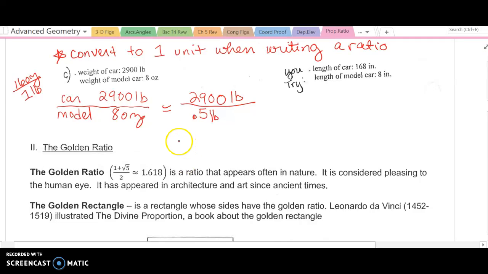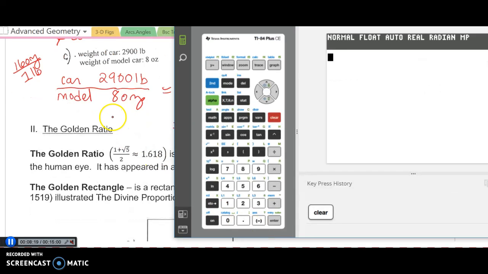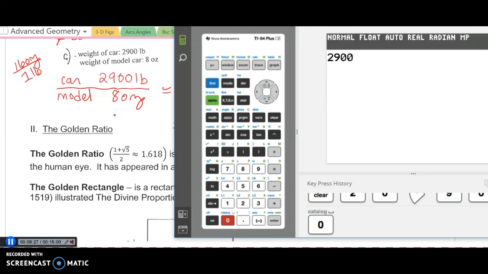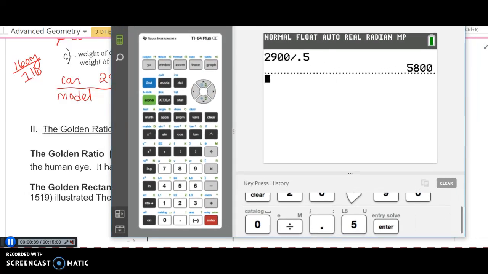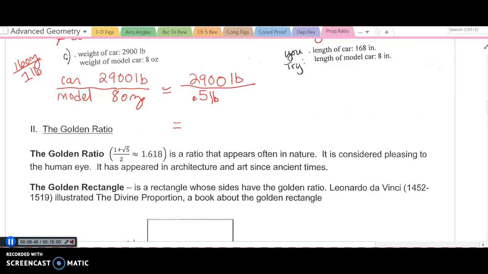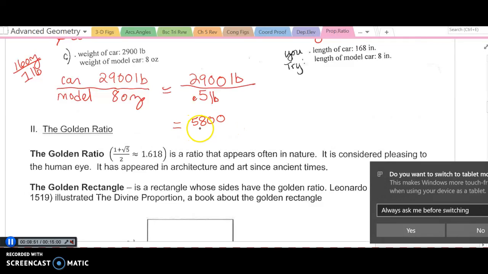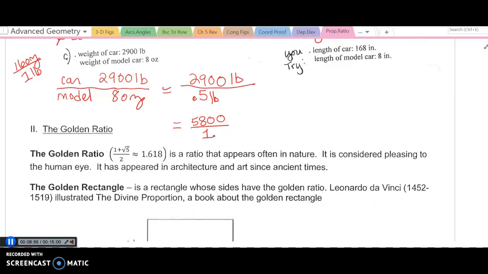And then let's convert this to a nicer number. Okay, so on our calculator we say 2,900 divided by 0.5 to reduce that fraction. It's essentially dividing by 1/2, flip and multiply. You're multiplying by 2. You get 5,800. So there's 5,800 of those model cars in one of the big cars, and that would be our ratio.